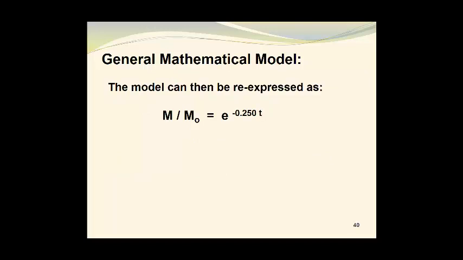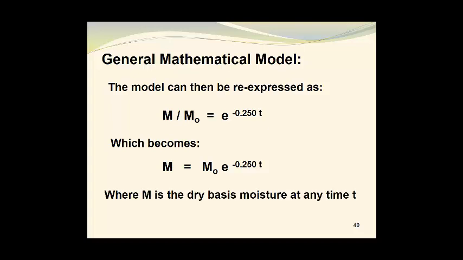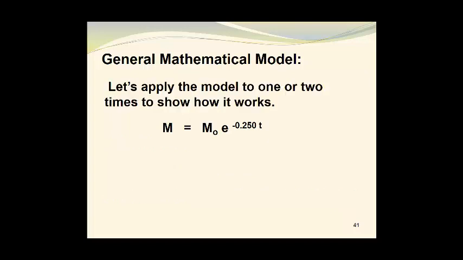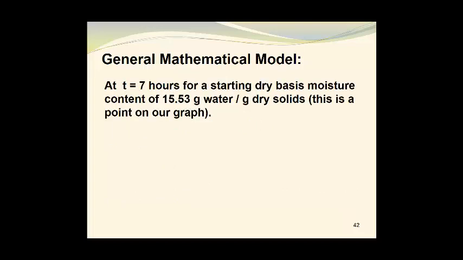The model can then be re-expressed as m over m naught is equal to e to the minus 0.250t, which becomes m is equal to m naught times e to the minus 0.250t, where m is the dry basis moisture at any time t. Let's apply the model to one or two times to show how it works.